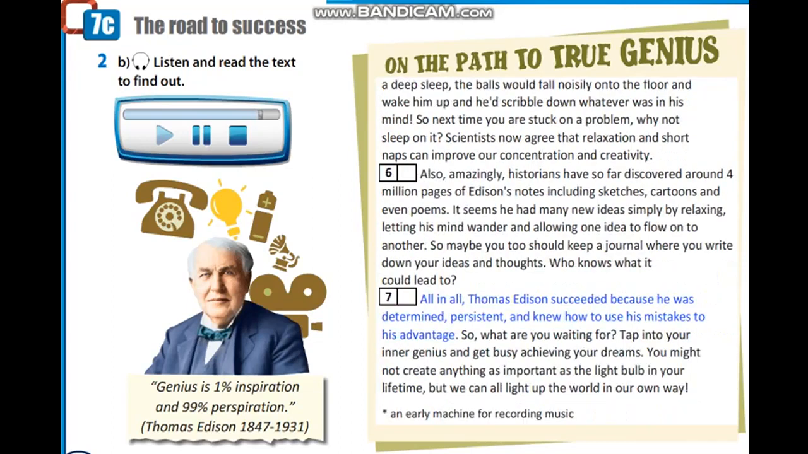All in all, Thomas Edison succeeded because he was determined, persistent, and knew how to use his mistakes to his advantage. So, what are you waiting for? Tap into your inner genius and get busy achieving your dreams. You might not create anything as important as the light bulb in your lifetime, but we can all light up the world in our own way.